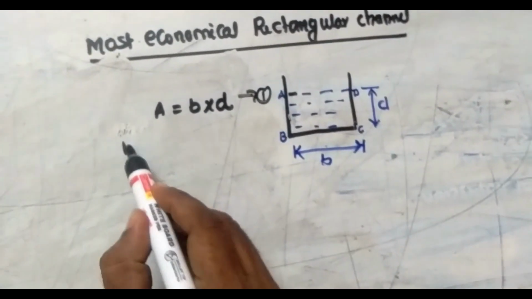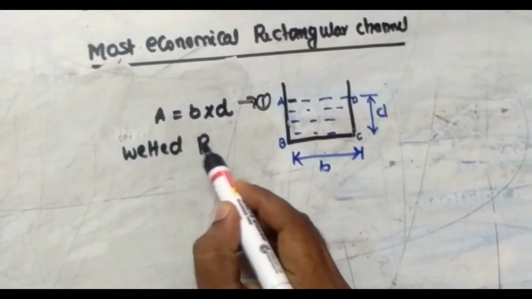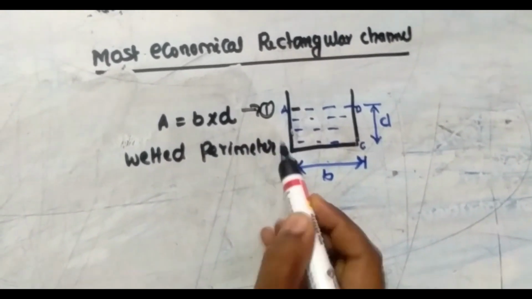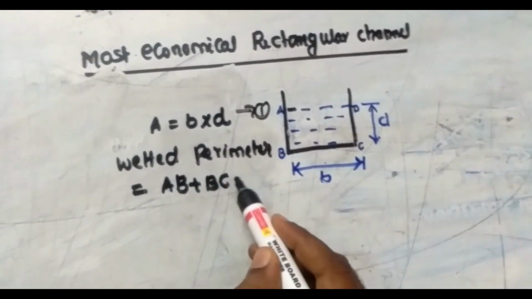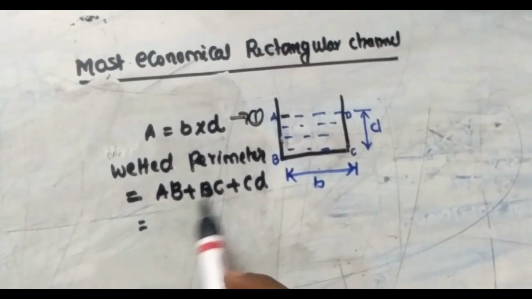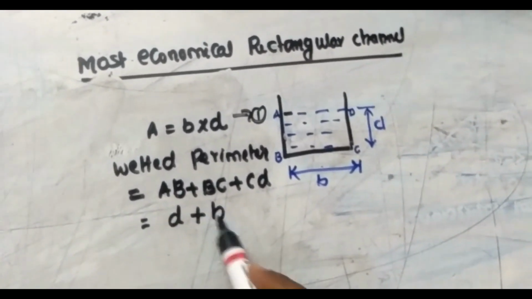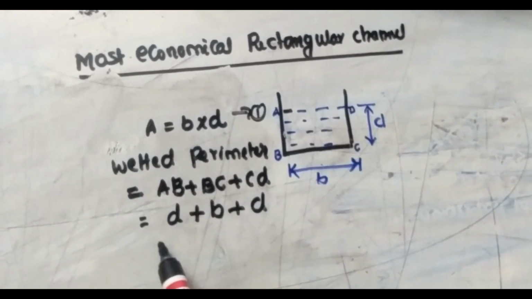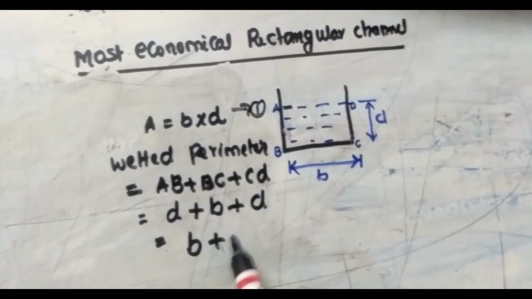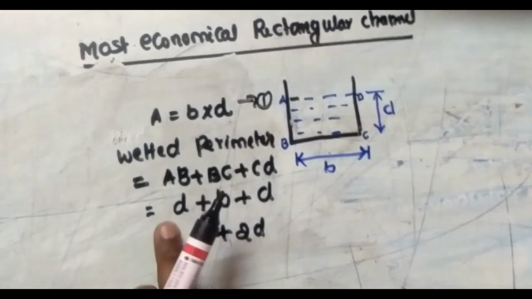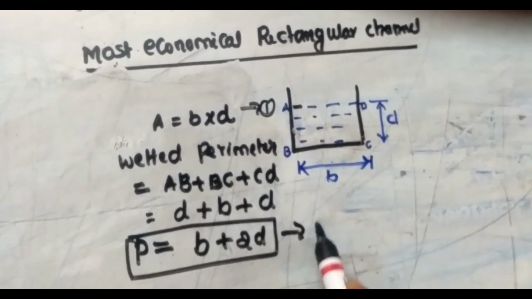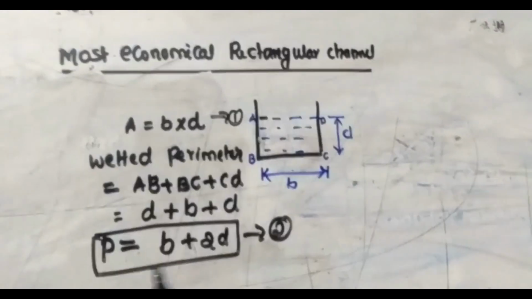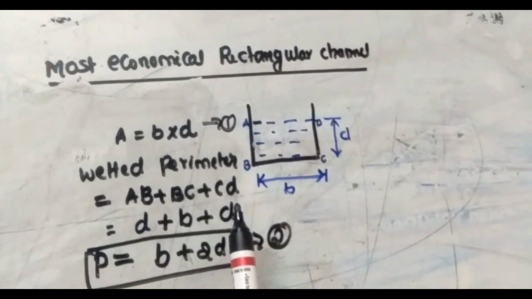And the wetted perimeter is AB plus BC plus CD. So AB is D, BC is B and CD is D. So we can write B plus 2D. B plus 2D is the wetted perimeter. We can take this as equation number 2.